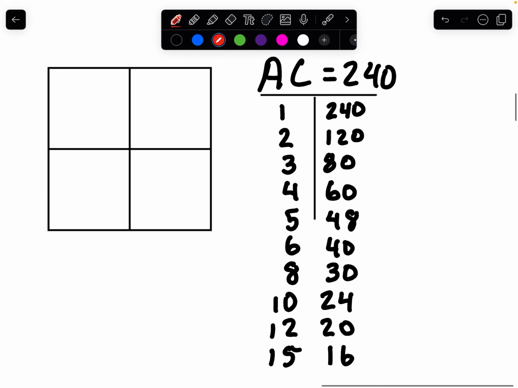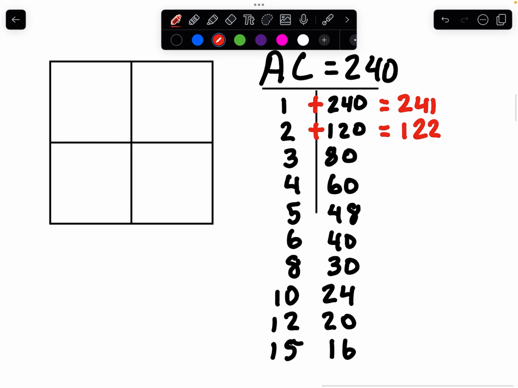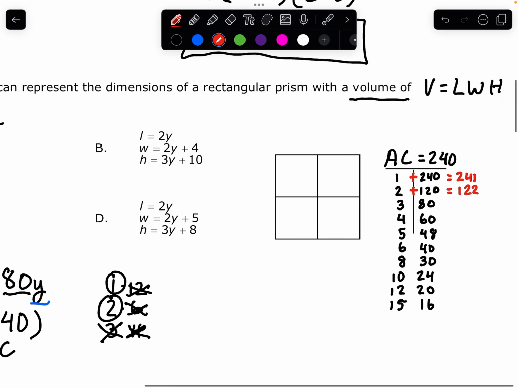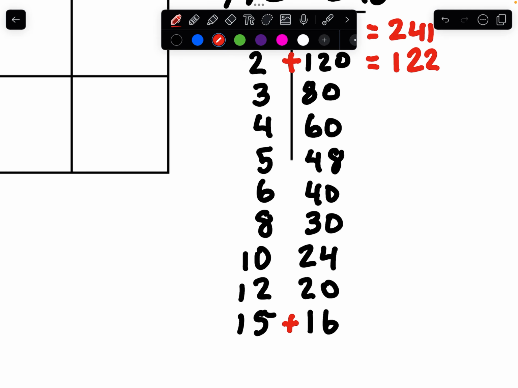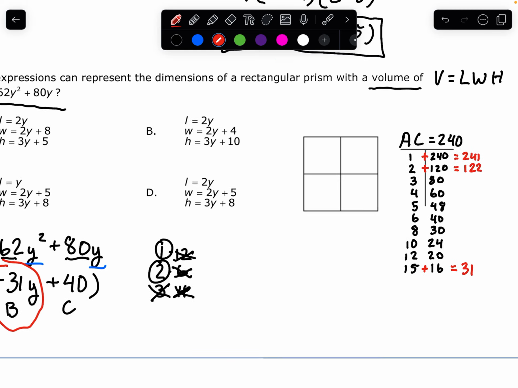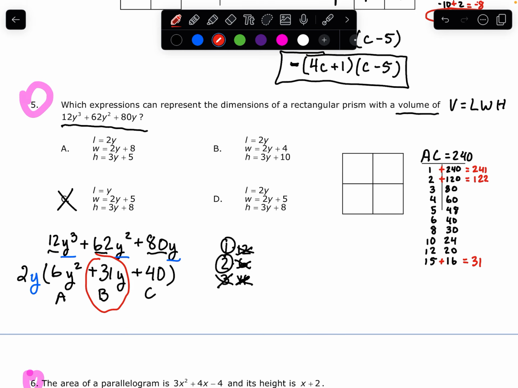Guys, with such a big number, I can start at 1 plus 240. That's 241. But that's going to be a big number. As I go up, it's going to be a big number, right? So 2 plus 120 is 122. It might behoove us, if you're on a time crunch on a test, to start where the b value is going to be smaller, which at this point is 15 plus 16. 15 plus 16 is 31. If I'm looking for a b value of 31, hey, I just found it.